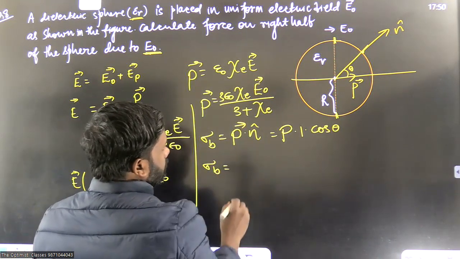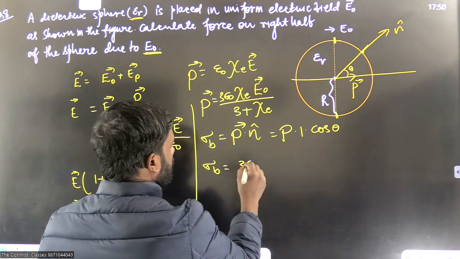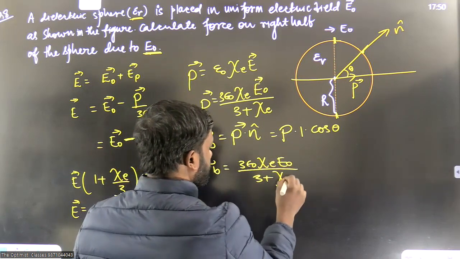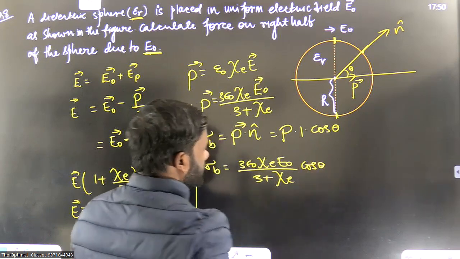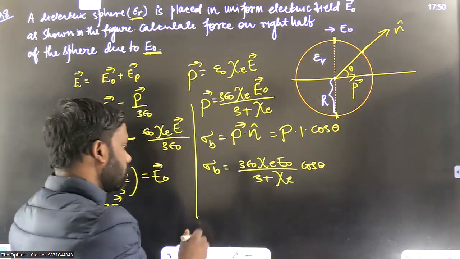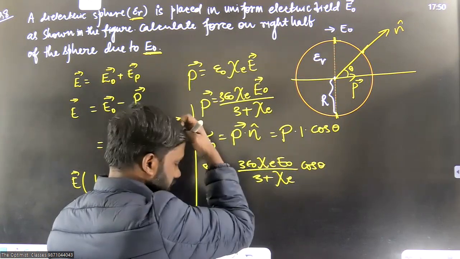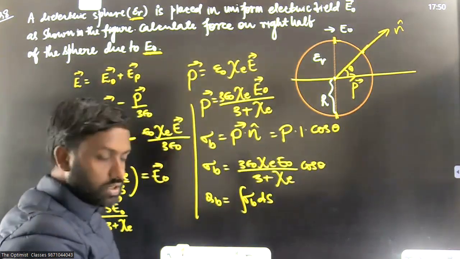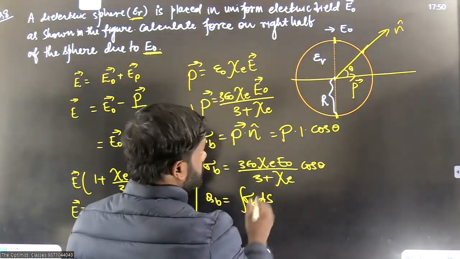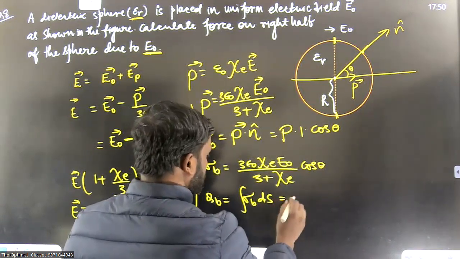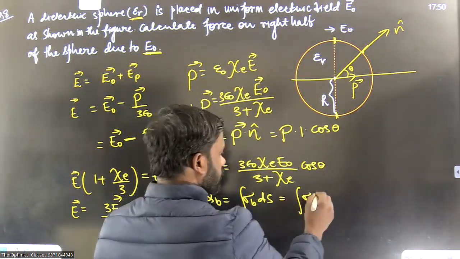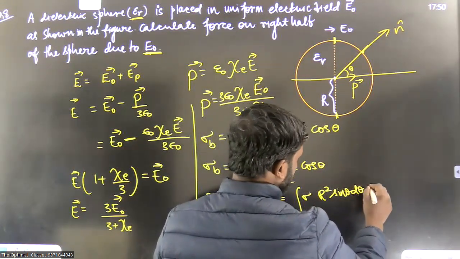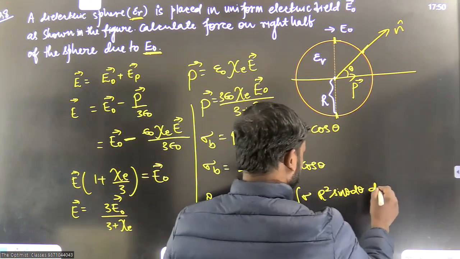So let's put the value of P. So P is 3 epsilon naught chi E E naught divided by 3 plus chi E and cos theta. So that's the sigma B. So let's calculate bound charge on half sphere. So bound charge will be equal to sigma B dS integration. That is the bound charge. So integration is on hemisphere. So sigma B dS, if you write, it is r square sine theta d theta d phi.